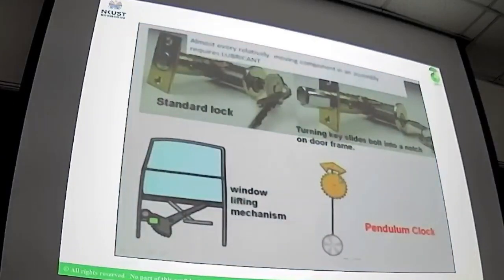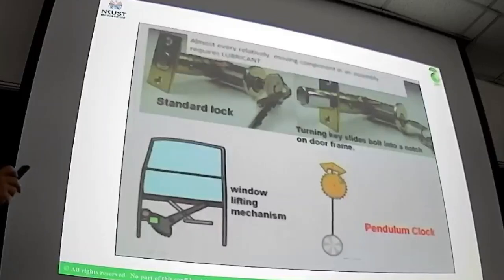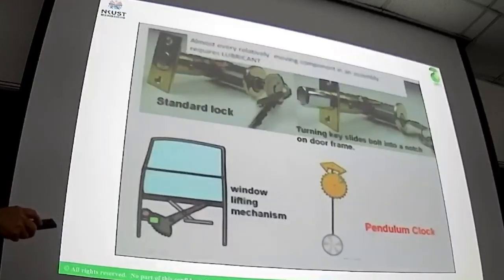So these are some occasions or mechanisms or even some components that require lubrication. Usually it's a mechanical component, like this door lock and also the window lifting mechanism from the automobile, or here we have a pendulum clock. So these are the devices or components.